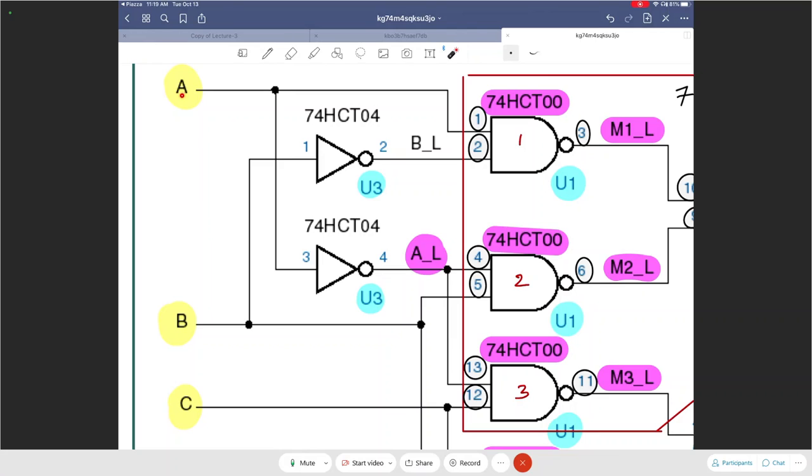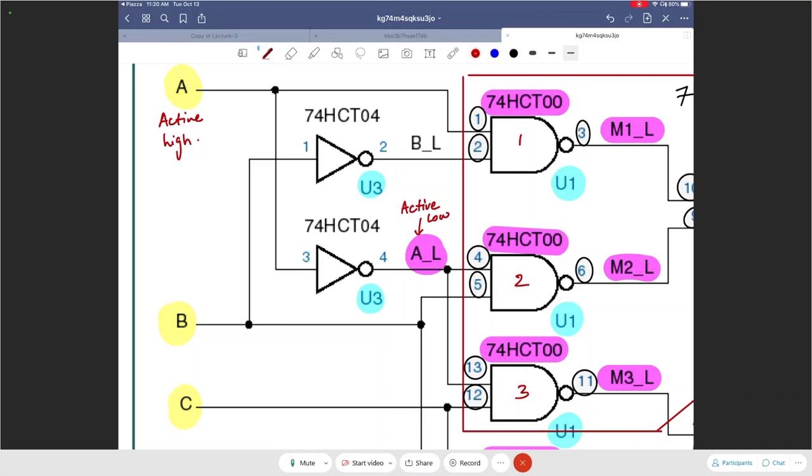So A, when you do not see any underscore L, for example, that means that A is an active high signal. It is active when it is high. And A underscore L essentially means it's an active low signal. So the name of the intermediate signal is written in such a way that it conveys some information to the person who is looking at your schematic.